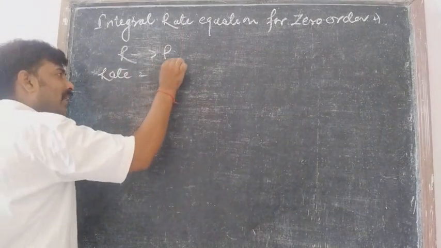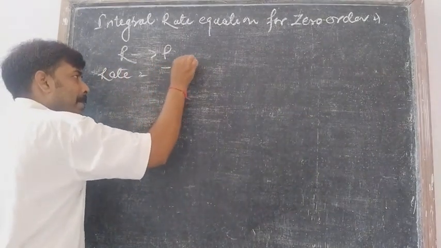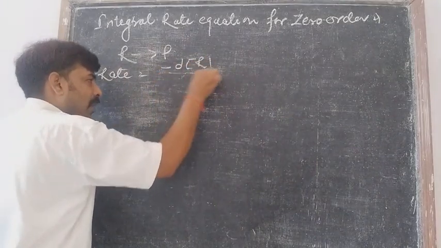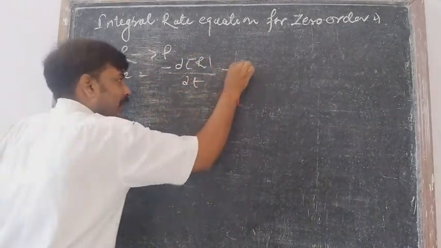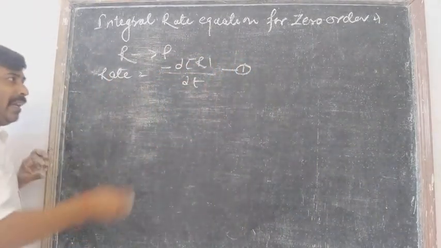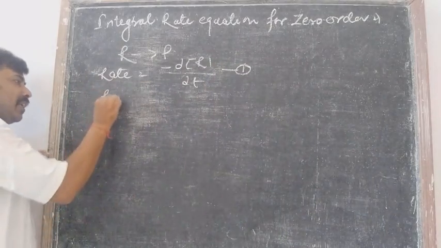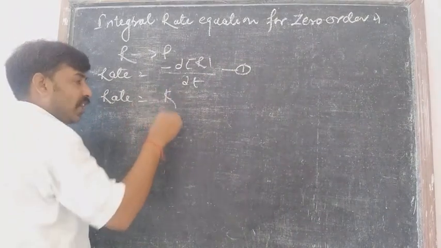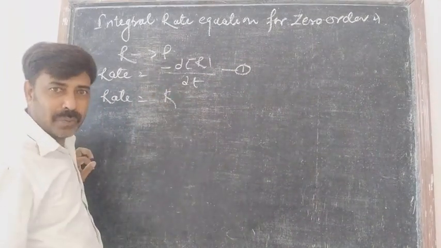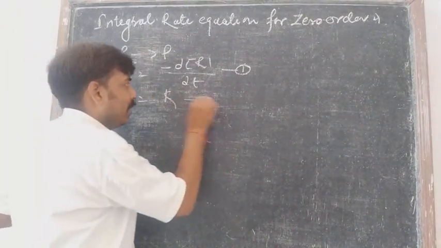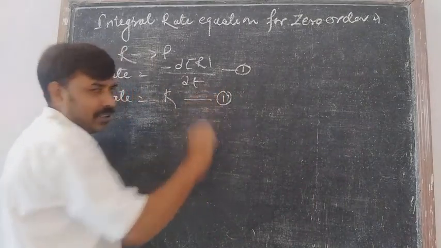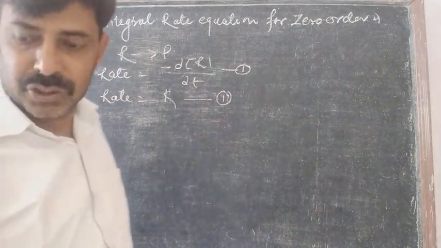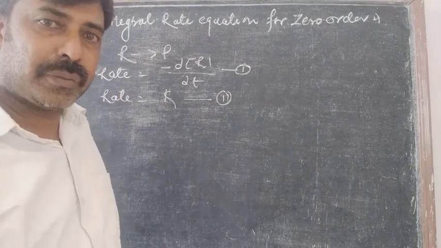Rate equals minus d concentration of R by dt. And according to rate law, the rate equals k concentration of R to the power order, and because the order of reaction is zero, we can write this as the rate of reaction. That means the rate of reaction for this zero order reaction must be constant.